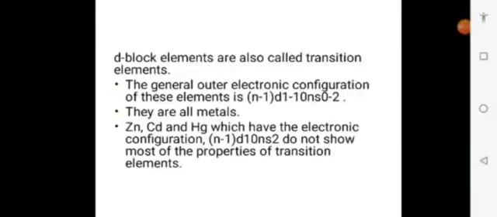Now we are going to the D block elements. These elements are present in the middle, between the S and P blocks. They are also called transition elements because these elements contain partially filled d orbitals. It means they do not contain a completely filled d orbital. That is why these elements are called transition elements. But zinc, cadmium, and mercury are not considered transition elements because they contain fully filled d orbitals.